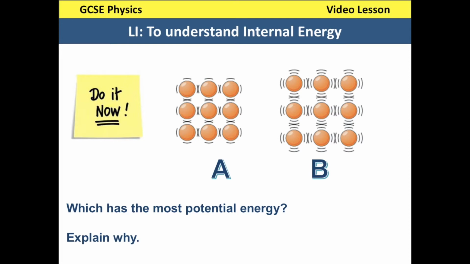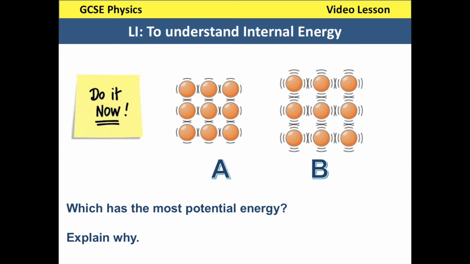Now for the do it now task, there are two substances on the board, A and B, and I'm showing you what the particles look like in those substances. I would like you to tell me please which one has the most potential energy and explain why. Pause the video, write down your answer and then press play to check your answers.